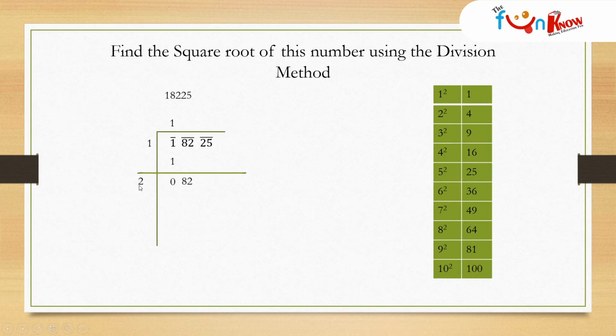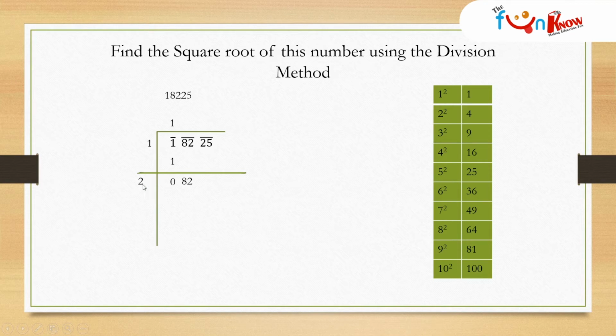Then with this 2, you can put whichever number you want. That is, next to 2, you can put 1 over here, 2 over here, 3 over here, whichever number you want. But whichever number you're putting over here, you have to multiply with the same number. Means if next to 2 I'm putting 1, then it is 21 multiplied by 1. So the answer will be 21 itself, nowhere near to 82.